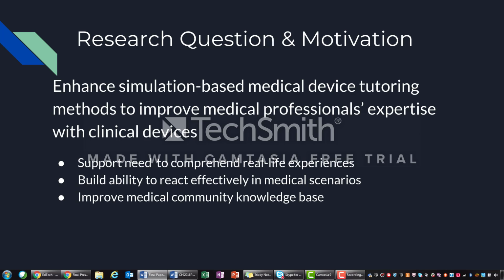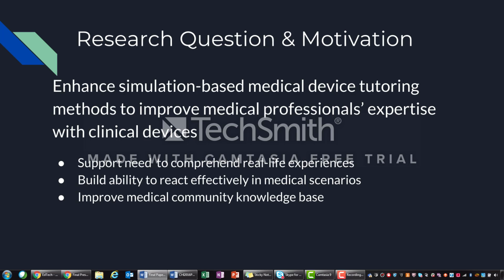Medical devices expand into complex instruments over time, and they can be very difficult to operate proficiently in a short period of time, which reduces the ability to react effectively in medical scenarios and also requires a more in-depth knowledge base from the medical community.